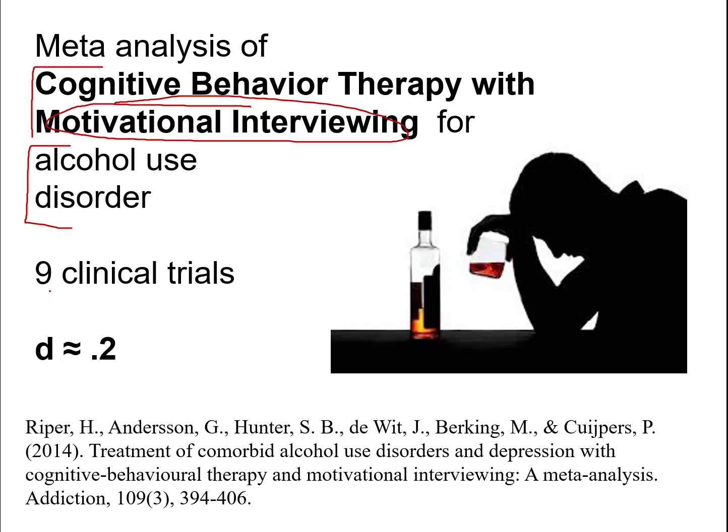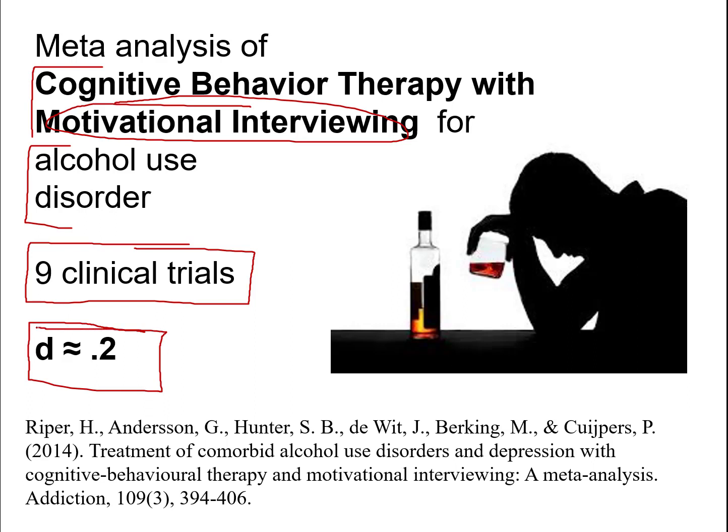And this meta-analysis that I found has 9 clinical trials, 9 different studies looking at the effectiveness of motivational interviewing for treating alcohol use disorder. Averaging across these studies, the d-statistic was only 0.2. Two-tenths of a standard deviation of difference between the treatment group and the control group in their use of alcohol, which is a very small effect. That illustrates the extent to which alcohol use disorder can be a very difficult disorder to treat, especially if you're dealing with people that aren't sure they even have a problem and aren't sure they want to change.